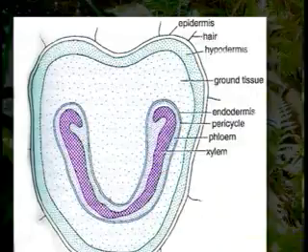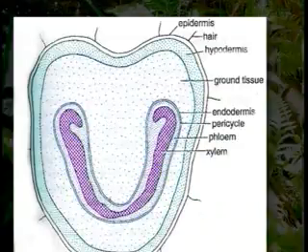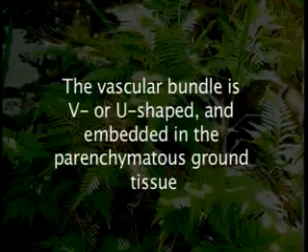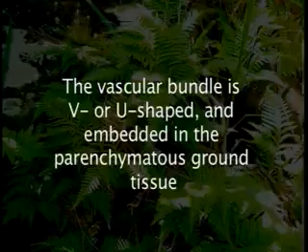The ground tissue has multi-layered sclerenchymatous hypodermis, followed by parenchymatous tissue in which the vascular bundle is embedded. The vascular bundle is V-shaped or U-shaped and embedded in the parenchymatous ground tissue. Pericycle is 1 or 2 layered and parenchymatous. Xylem is at the center with mesarch condition surrounded by phloem.